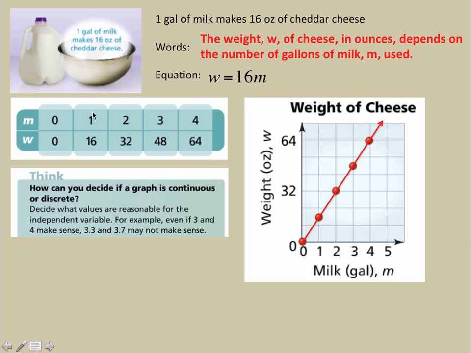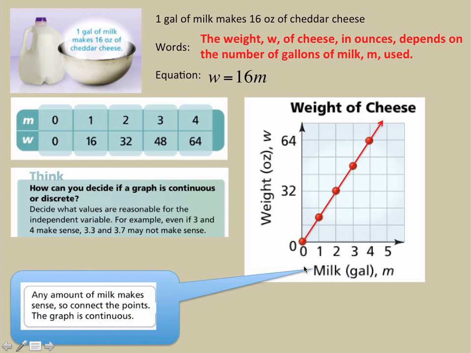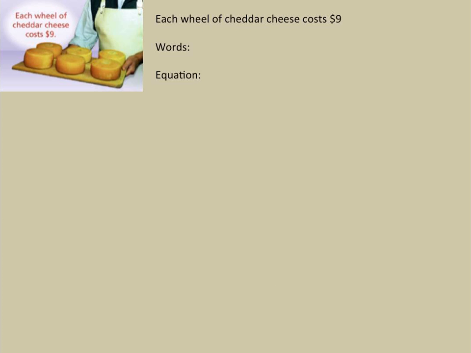So those things are measured. The amount of milk is measured. So those can be in pieces. So that would be a continuous graph. That's why I drew that line in there to connect the points. Any amount of milk makes sense, so I connect the points. The graph is continuous.